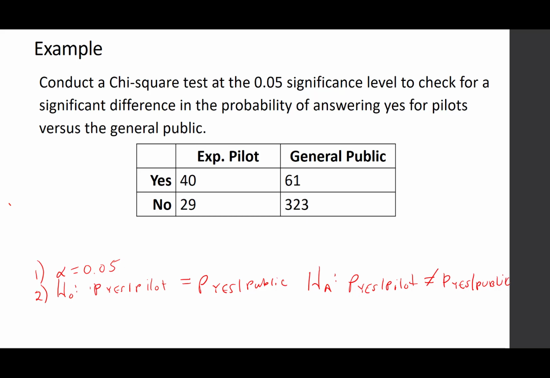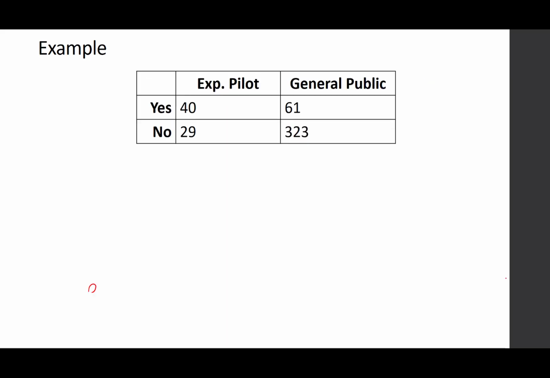All right, so in order to get our test statistic and our p-value, we're going to need to compute our expected counts and our chi-squared statistic. So let's start by getting the column totals. The number of experienced pilots in our survey, 40 plus 29 is 69, and the number of members of the general public is 61 plus 323, so 384.